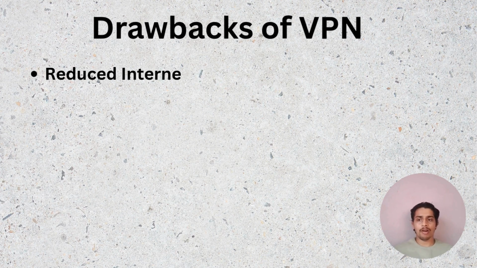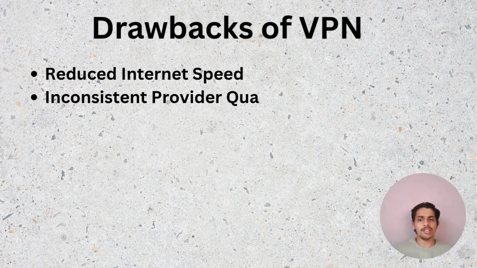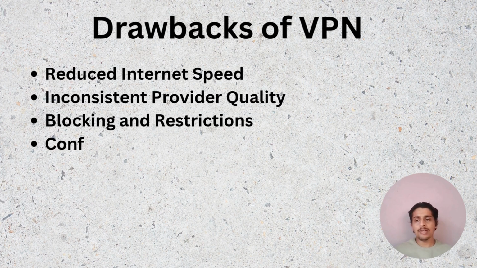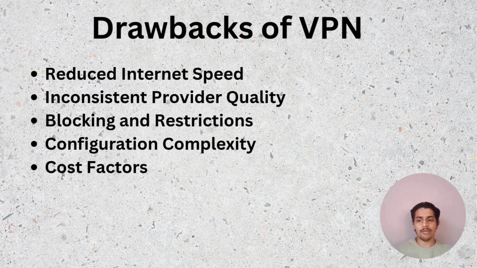Even though VPNs are powerful, they do have some limitations. First of all, it reduces the internet speed. Encryption and routing can slow down your connection. It provides inconsistent quality, so not all VPN services are reliable. Some websites can detect and block VPN users. It has configuration complexity, that is, setting up an advanced VPN can be difficult. Also, the cost factor. Good VPN services usually require a subscription.